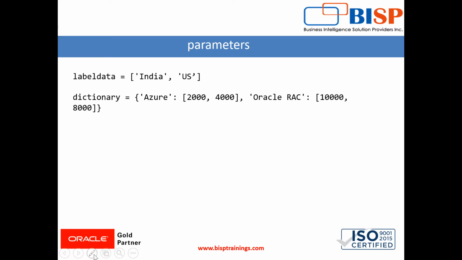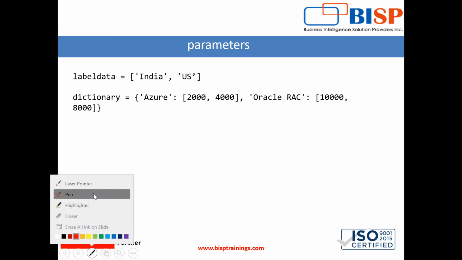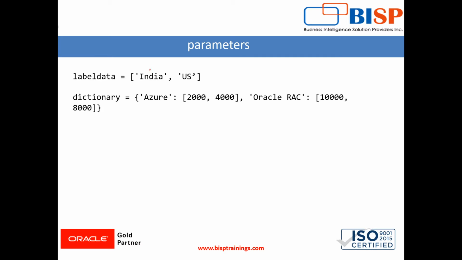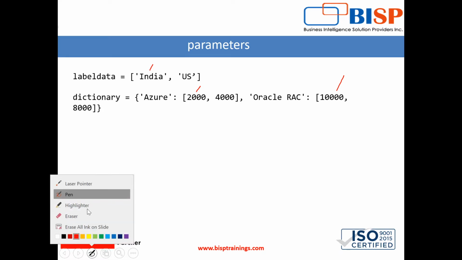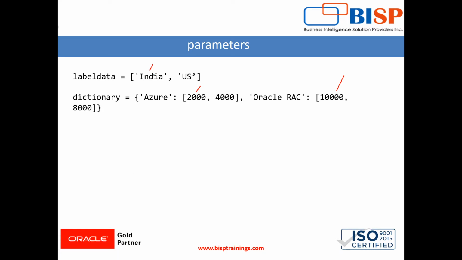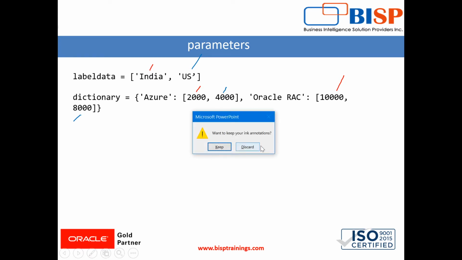Look at this. First of all, what does this parameter mean? For example, the first number is India, so India received 2000 leads in Azure and 10,000 leads in Oracle. Second number, US, means US received 4000 leads in Azure and 8000 leads in Oracle. So how do we extract the data in this format? Let's see it.